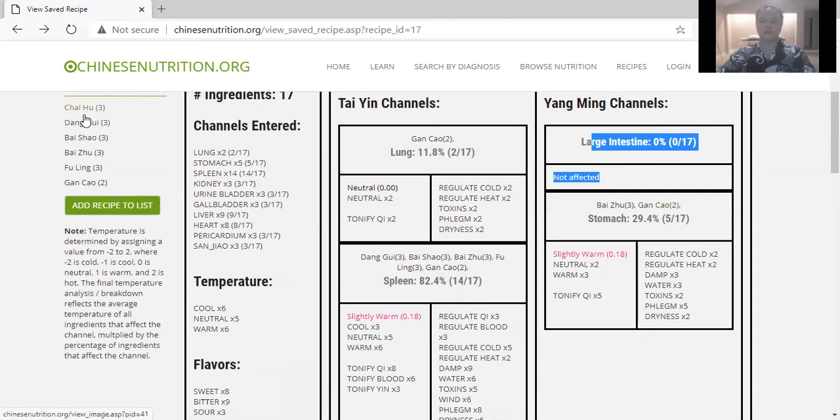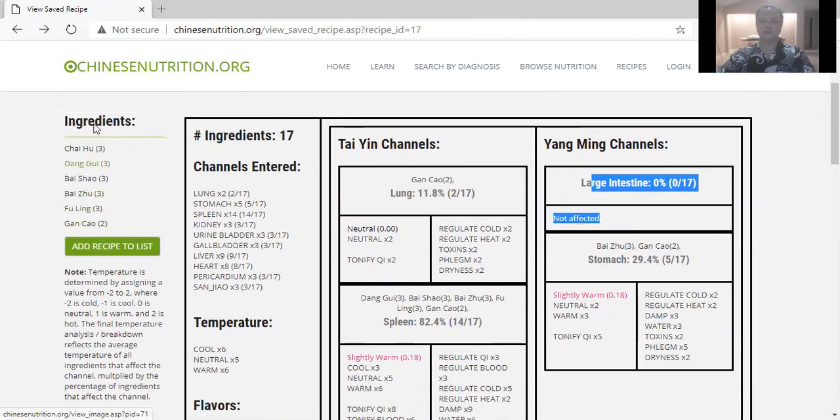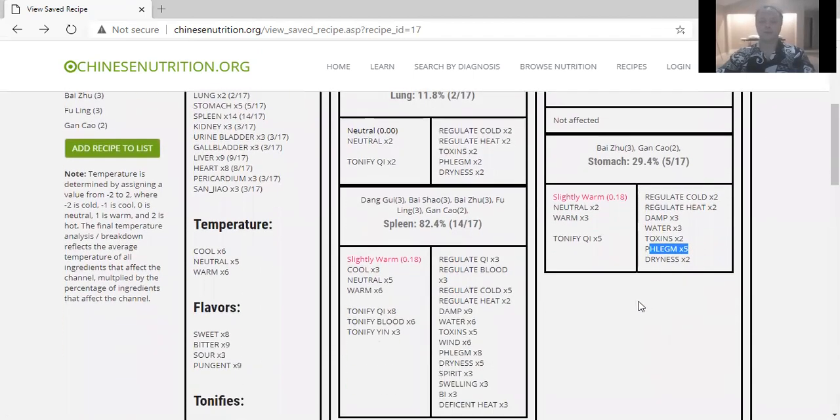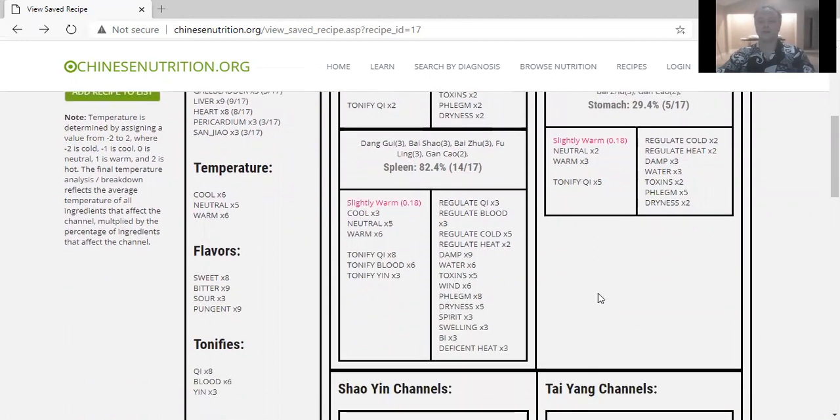And these are the ingredients we're looking at. This is the formula, and none of them are going to the large intestine. Stomach, we got 5 out of 17. So slightly warm to the stomach, fairly balanced, seems to really help with phlegm. If there were phlegm in the stomach, it might be a great formula to choose. And tonifying qi as well, tonifying qi of the stomach.